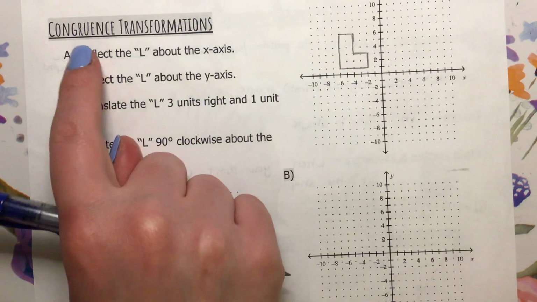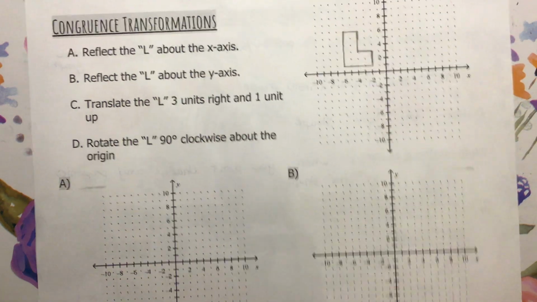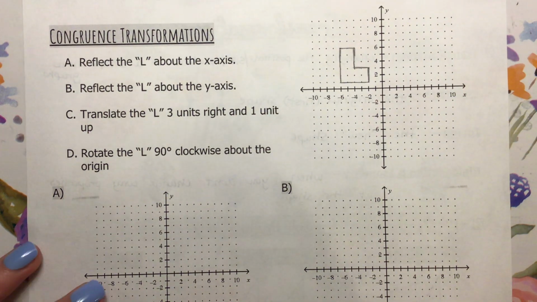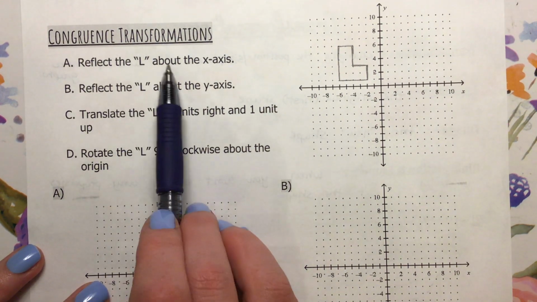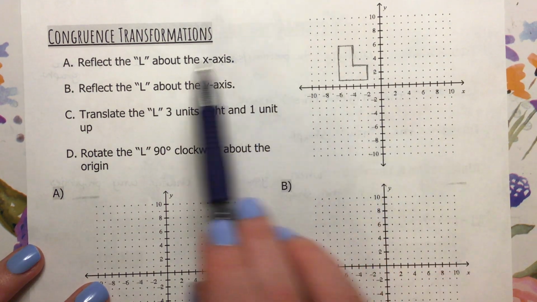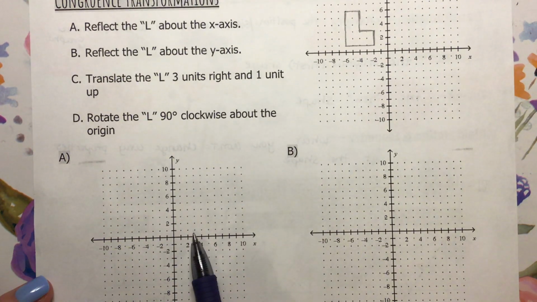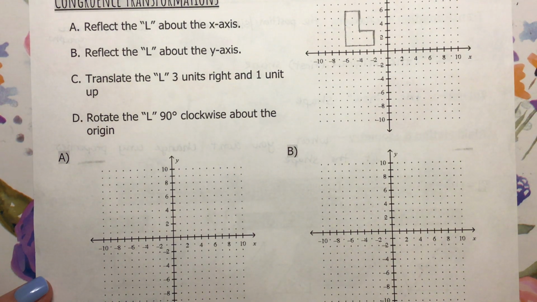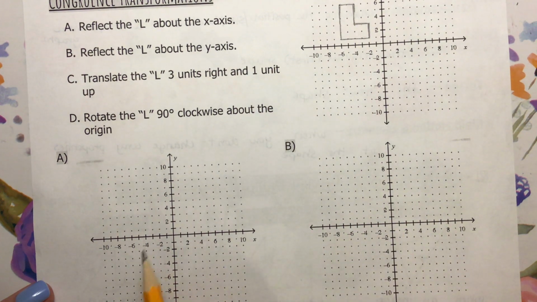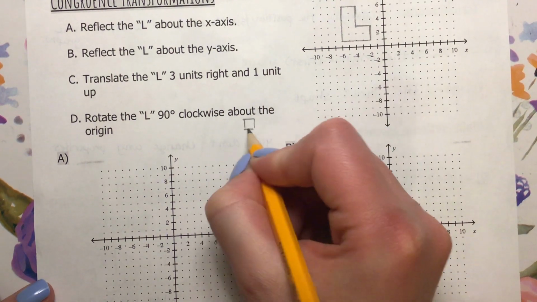So here we're doing congruence transformations, and that means we're not going to change the size of this shape. We're going to do an isometry. So first, it says reflect the L about the x-axis. So right here is our L, okay? And because this is letter A, I'm going to put it on graph A right here. So if you need to draw your pre-image again down here, that's fine. I'll make us a little key again.